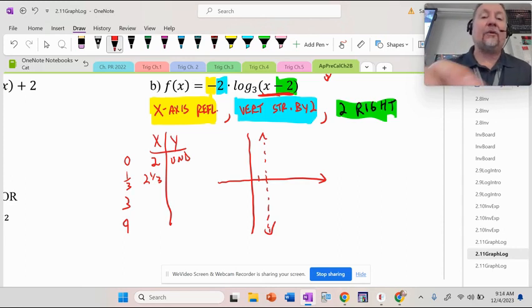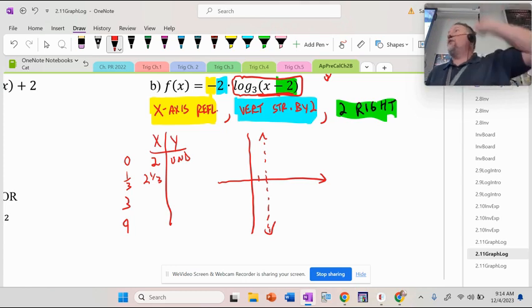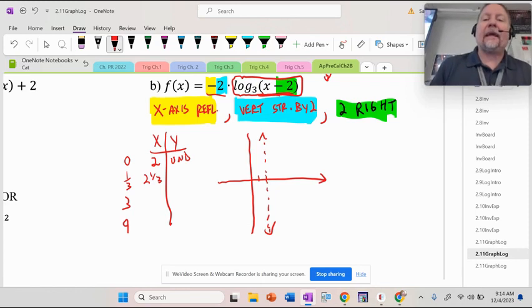What's log base 3 of a third then? What's the answer to that? 3 to what power equals a third? 3, 2, 1, go. -1. But then I have to multiply it by -2. And what do I end up getting? 2. So here's (2 1/3, 2).